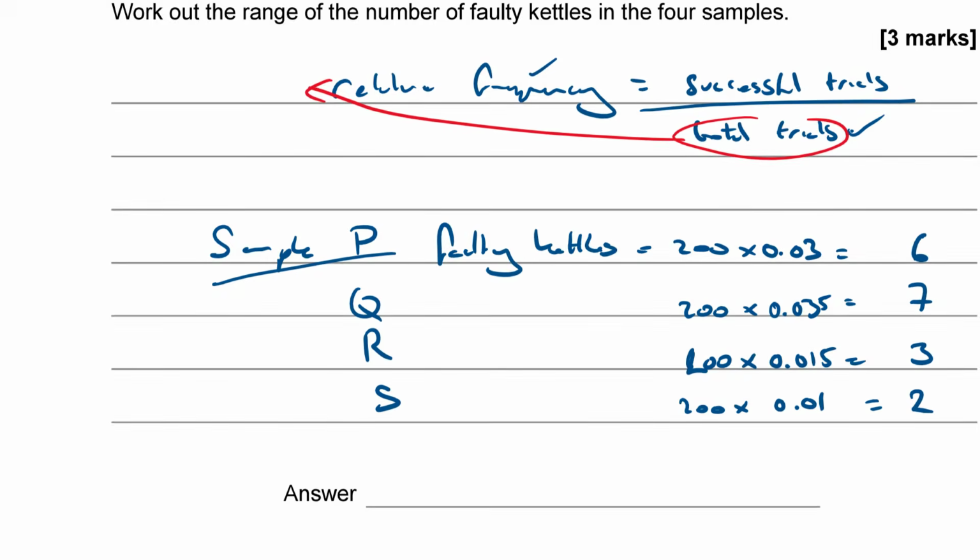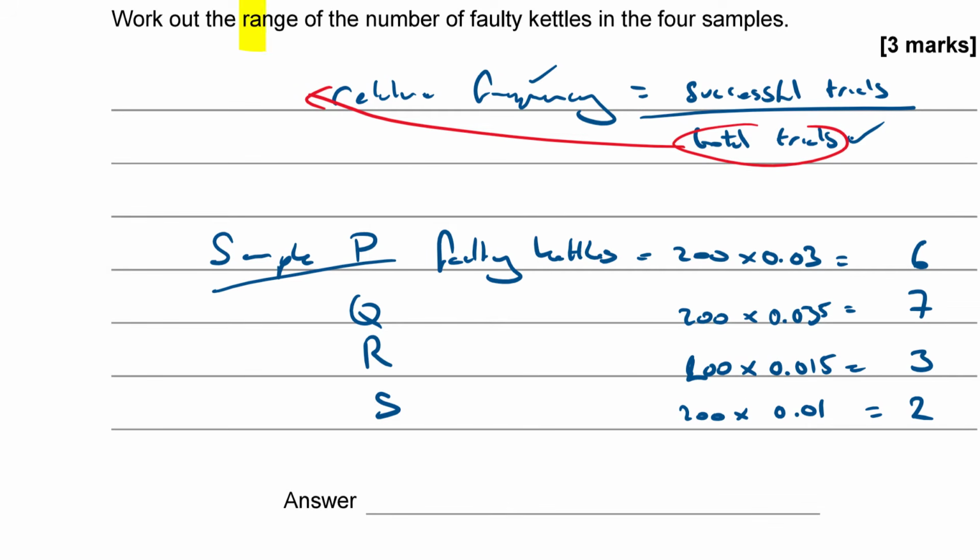So then I need to find the range, don't I? So range is highest minus lowest. So range is going to be highest occurring, which was 7, subtract lowest occurring, which is 2. That's going to give me a range of 5.